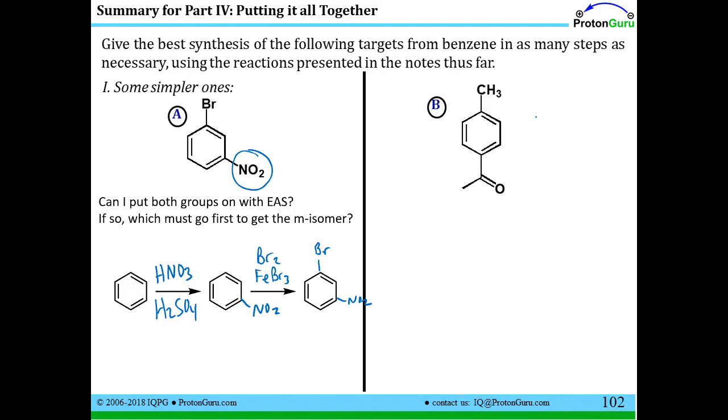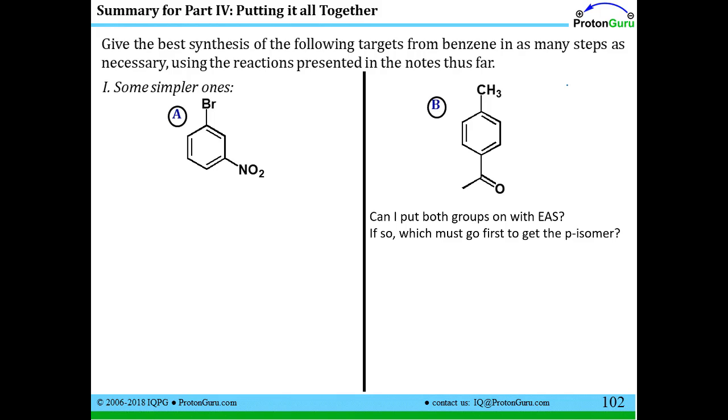It's a good exercise to try to pause the video and see if you can figure out for yourself how to make compound B. And the thought process is really the same. First, can I put both of these groups on with the electrophilic aromatic substitution reaction? Well, I can use a Friedel-Crafts acylation to put this group on, and a Friedel-Crafts alkylation to put this group on.